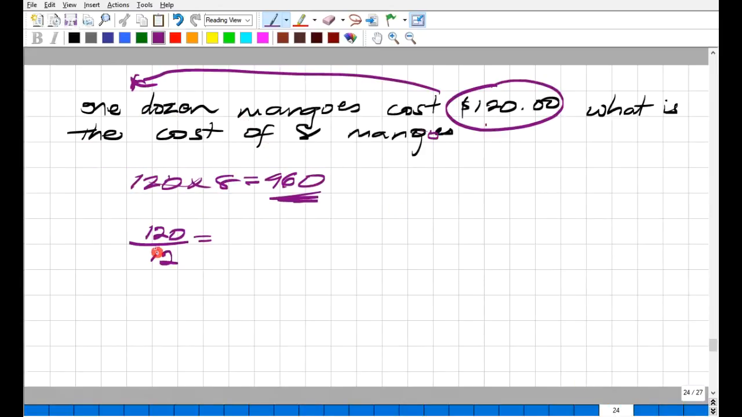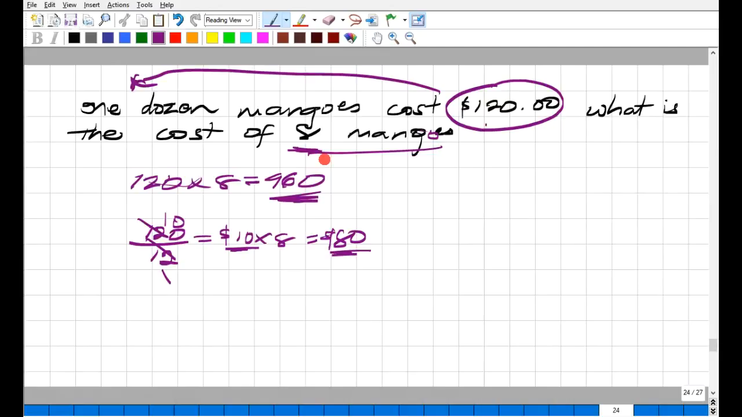So here I have something on the screen that might help. 120 divided by the number of mangoes, 12. 12 into 12, one, carry back my zero, $10. So each mango would cost $10. Now they ask me for the cost of 8 of those mangoes. So if I know one costs 10, then 10 times 8 will give me 80. Okay, so it's $80 for 8 of those mangoes.